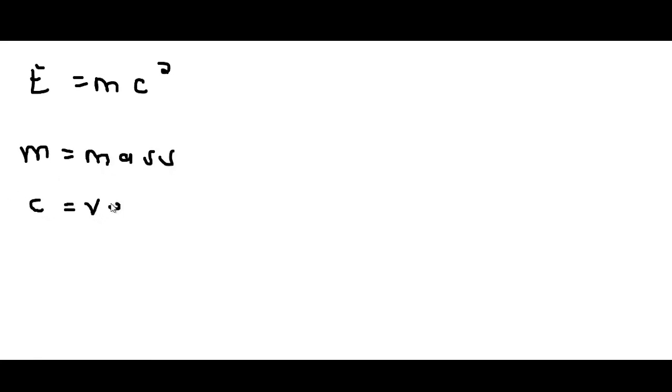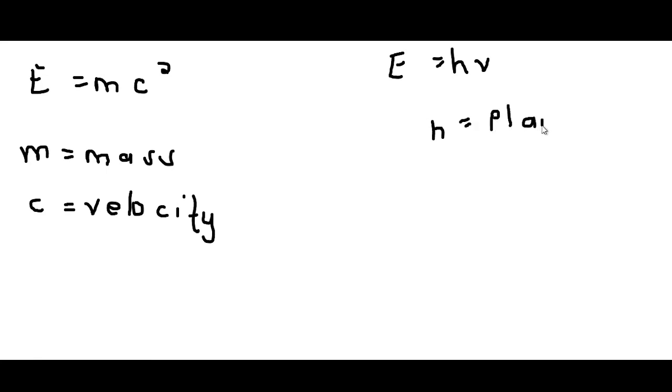Today we are going to talk about the derivation of de Broglie's equation. From Einstein's equation, we see that E equals mc squared, whereby m equals the mass and c equals the velocity. And from Planck's equation, we see that E equals hv. Our h is the Planck's constant, and our v is the frequency.